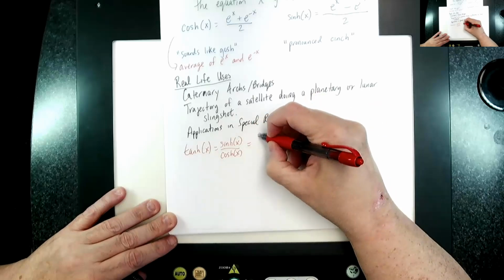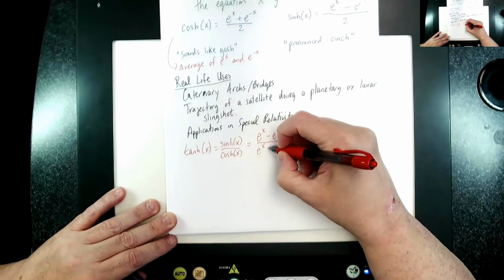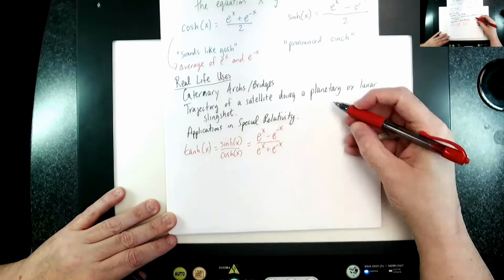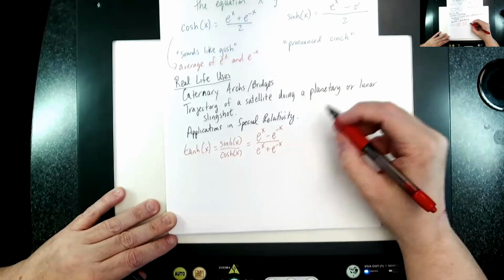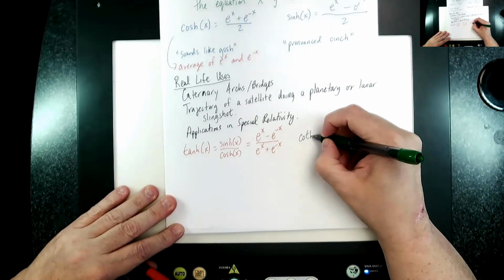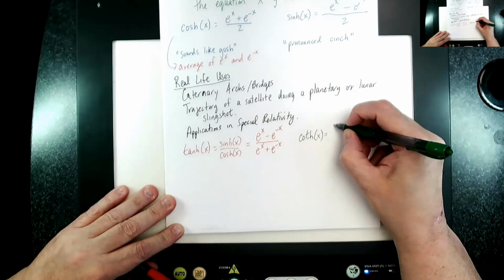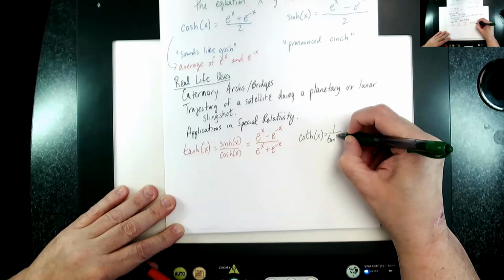So we have e to the x minus e to the negative x over e to the x plus e to the negative x. Coth x, or hyperbolic cotangent, is, yep, 1/tanh.